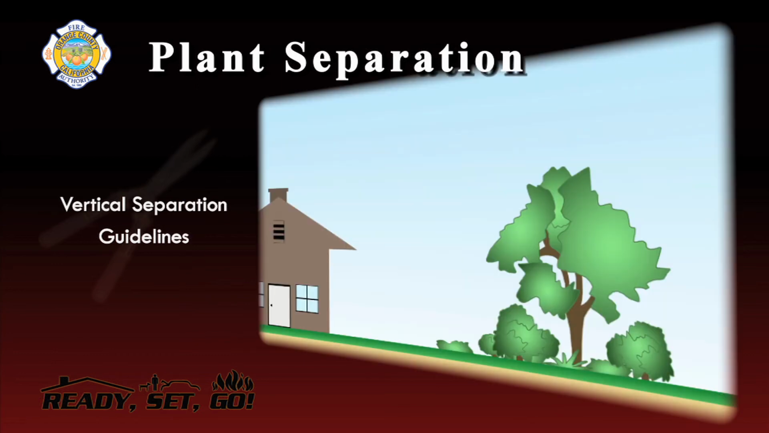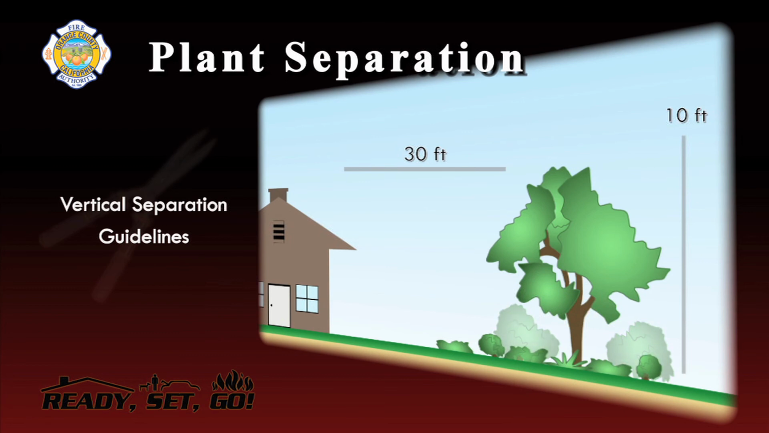No vertical separation is required when trees or shrubs are located more than 30 feet from the home and are less than 10 feet in height. Keep in mind that the shrubs below the trees need to be 2 feet or less in height.